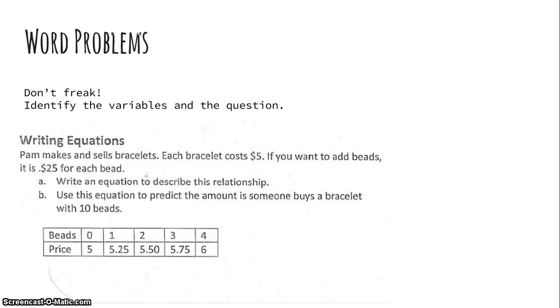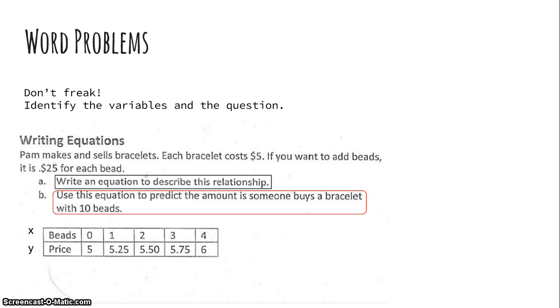All right, last but not least, one more word problem. And again, don't freak out. Just identify the variables and then what the question is. That's the best place to start, and everything kind of falls in place from there. So Pam makes and sells bracelets. Each bracelet costs $5, and if you want to add beads to that bracelet, it's 25 cents for each bead. So again, write the equation to describe this relationship, then use this equation to predict the amount if someone buys a bracelet with 10 beads. X is going to be beads, Y is going to be price, because the price depends on the number of beads. That's always just a good question to ask yourself.